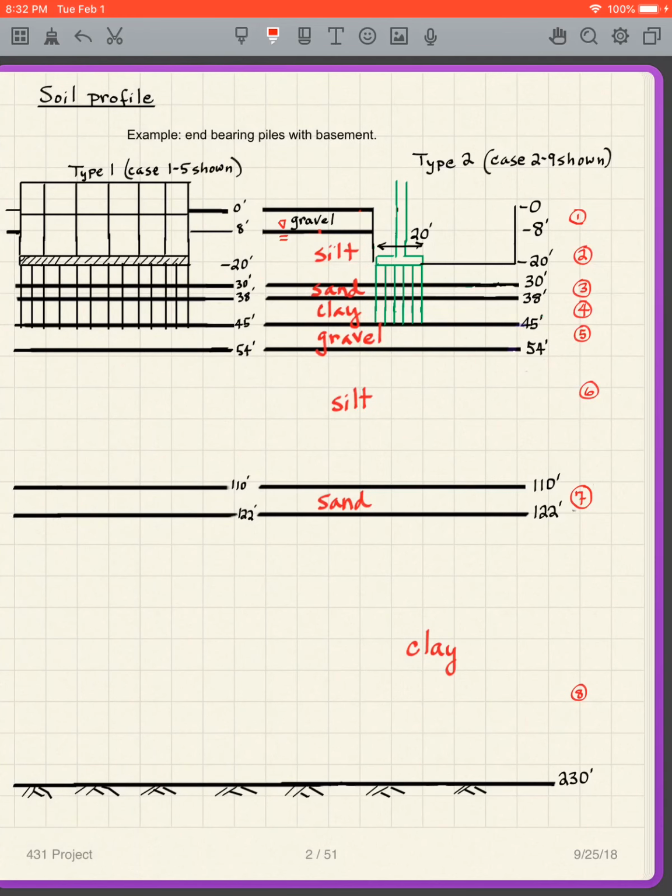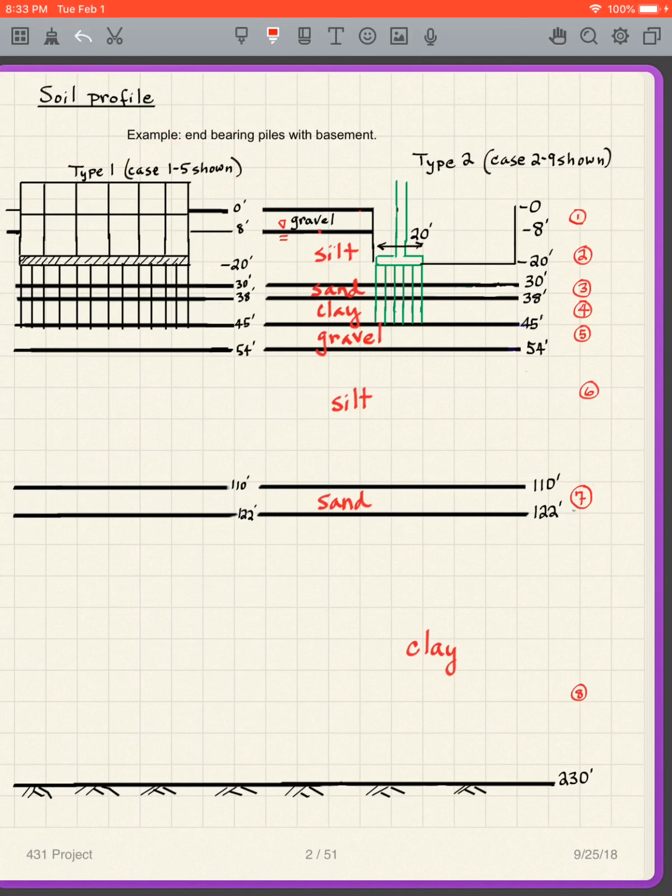Okay, this is the soil profile. I'm showing 2 situations here: the type 1 foundation and the type 2 foundation for our structure. The type 1 situation, and I'm going to tell you right in advance, is going to be case 1.5. The type 2 is case 2.9 is what I'm showing.